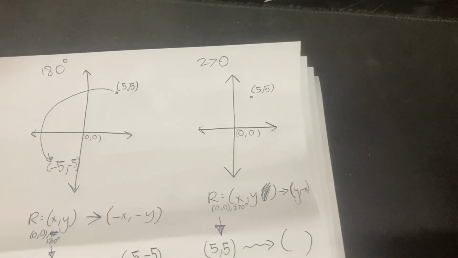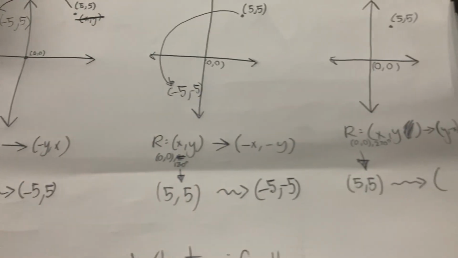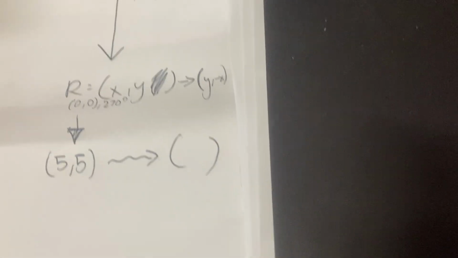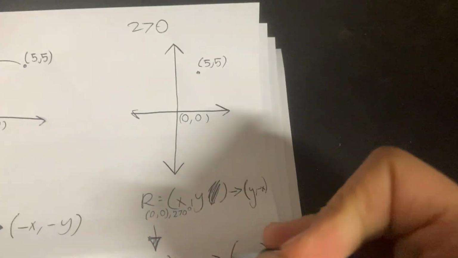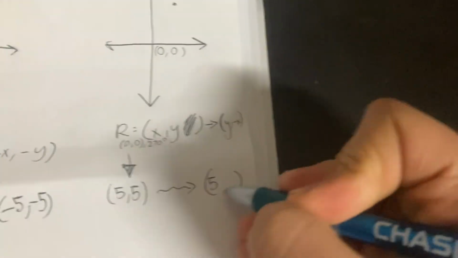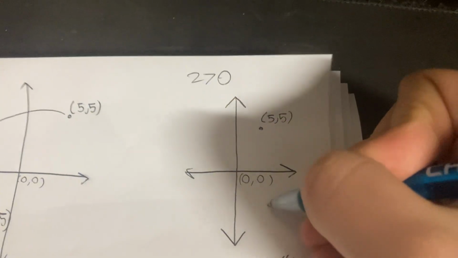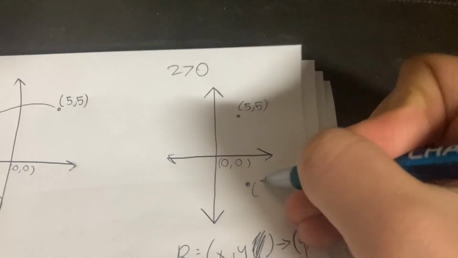For the last example, 270, just like these, x, y is going to turn into something different. x, y turns into y, negative x. That means it's going to turn into 5, negative 5. So then it would be around here.